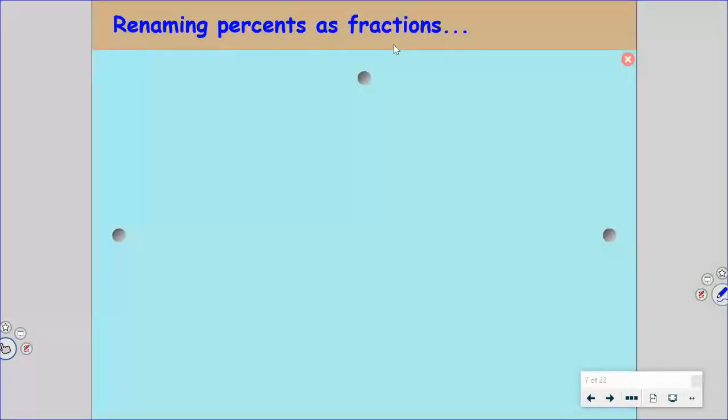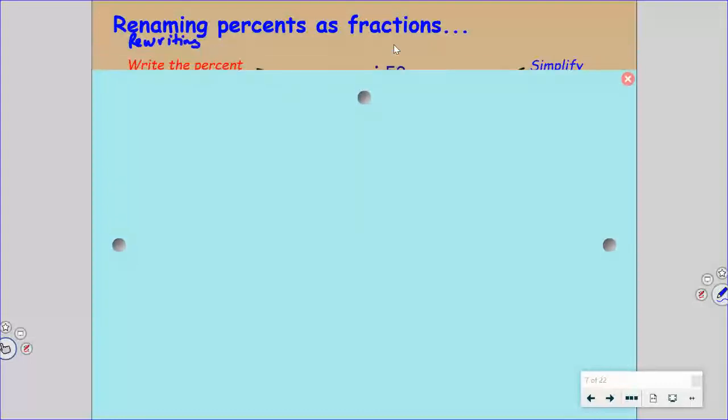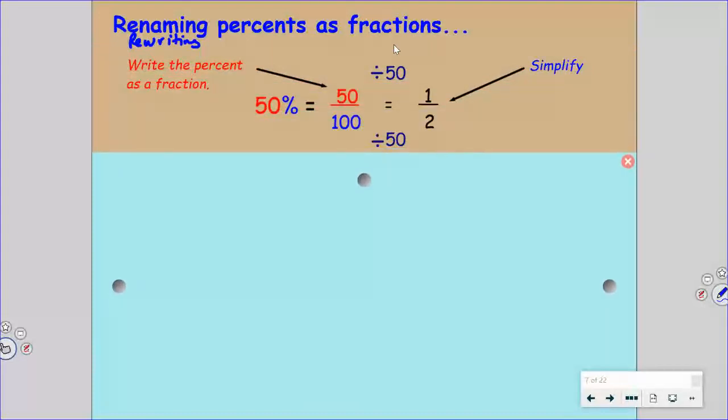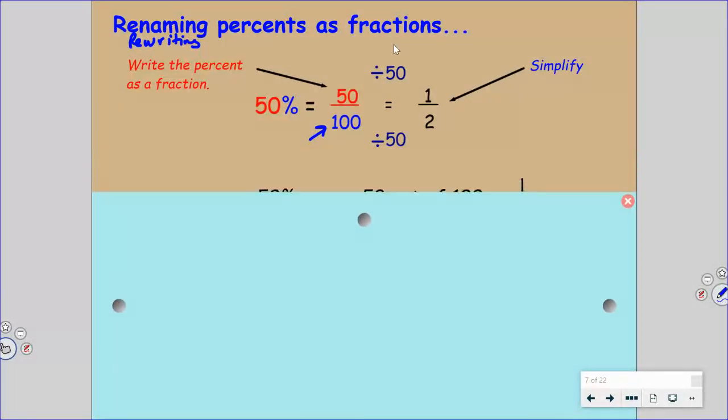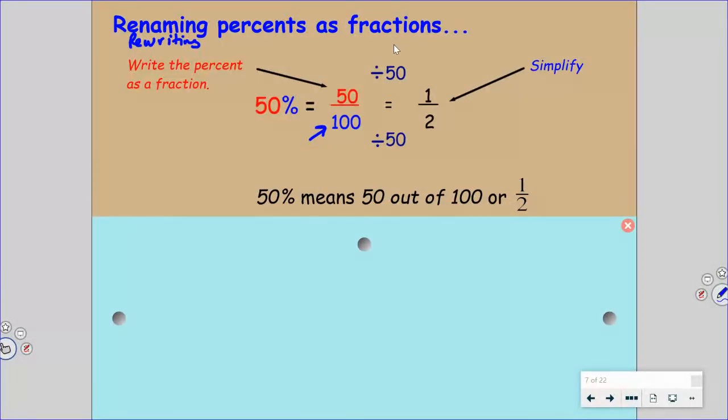Now, renaming is another way of saying rewriting percents as fractions. This won't come as too much of a surprise to you, but if you write a percent as a fraction out of 100, following that you can simplify, and therefore 50% basically means 50 out of 100, or you could simplify it, it basically means 1 out of 2.